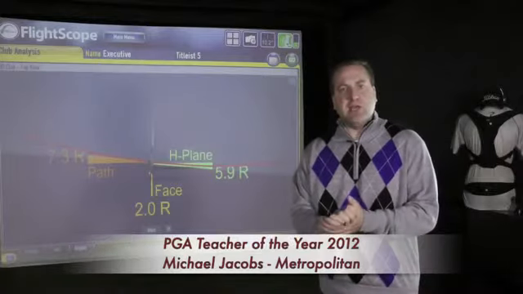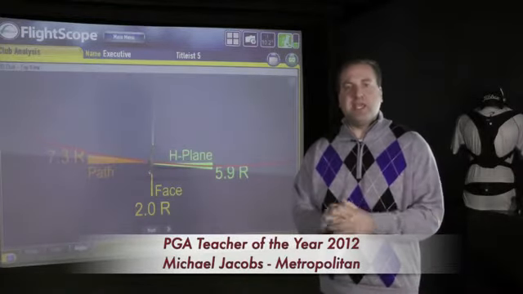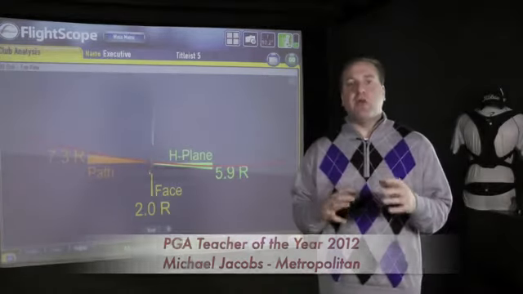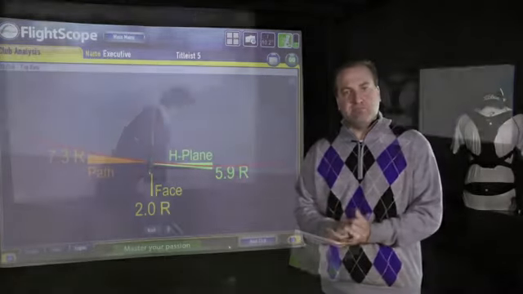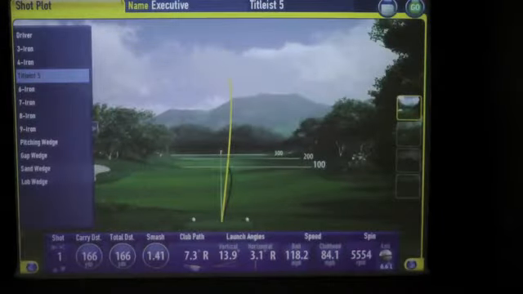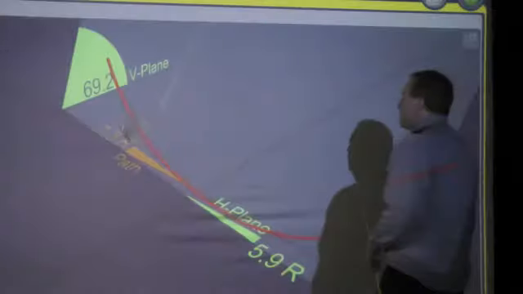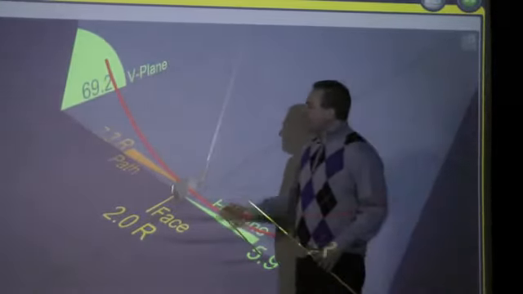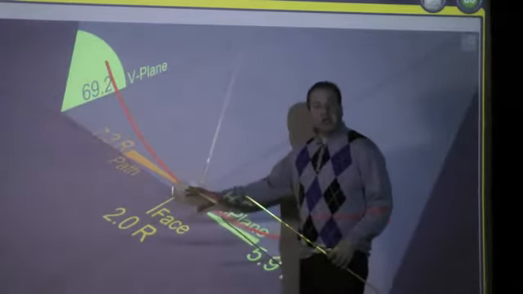Today we're going to take you into the world of 3D. 3D capture of the body using K-Vest, and 3D capture of the ball and club using Flight Scope. When we replay the animation, there are some numbers and measurements that we're going to take a close look at.